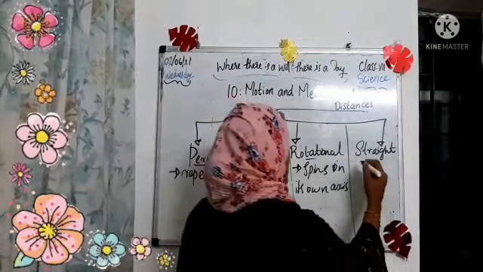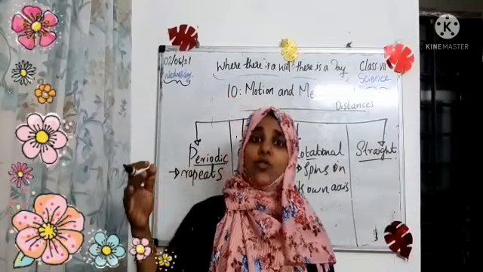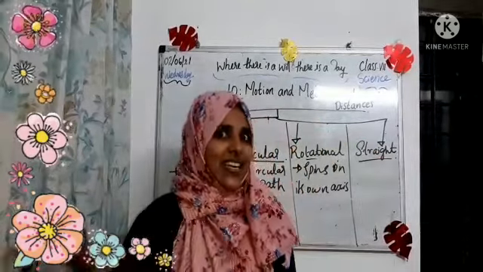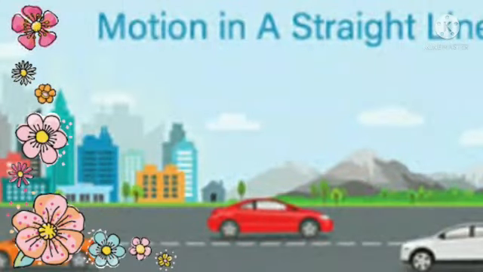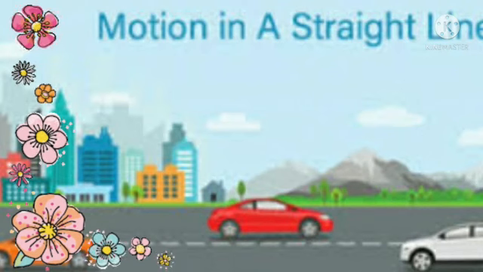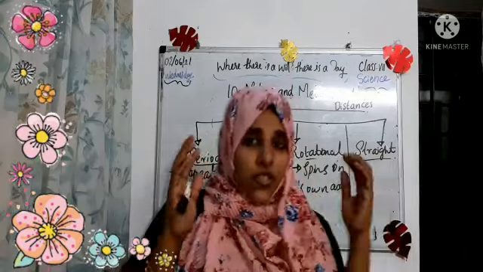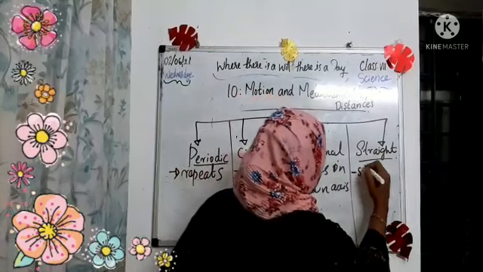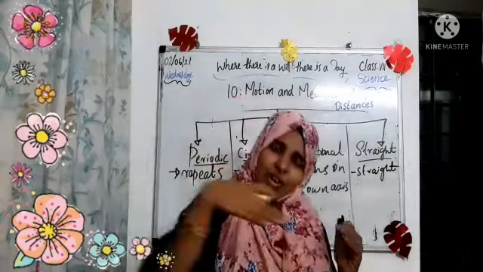Next, we can check the straight motion. Straight motion is very easy. You can understand. An object moving in a straight line, we can call it straight motion. Let's take the examples. Motion of a vehicle along a straight road, or motion of a train on a straight track. These are examples of straight motion. So students, in straight motion, the object is moving in a straight way.